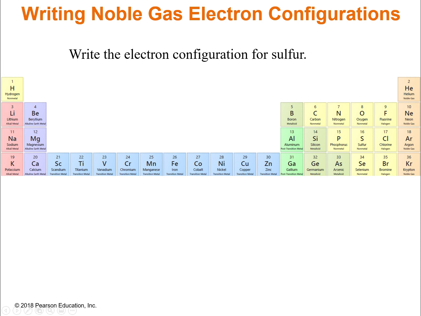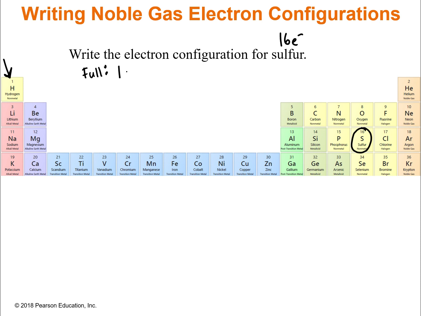Let's do another one. This time we're going to do sulfur. Pause for a minute and write out the full configuration for sulfur, which I'm going to do. And then we'll write out the noble gas configuration. We have to place 16 electrons for sulfur.